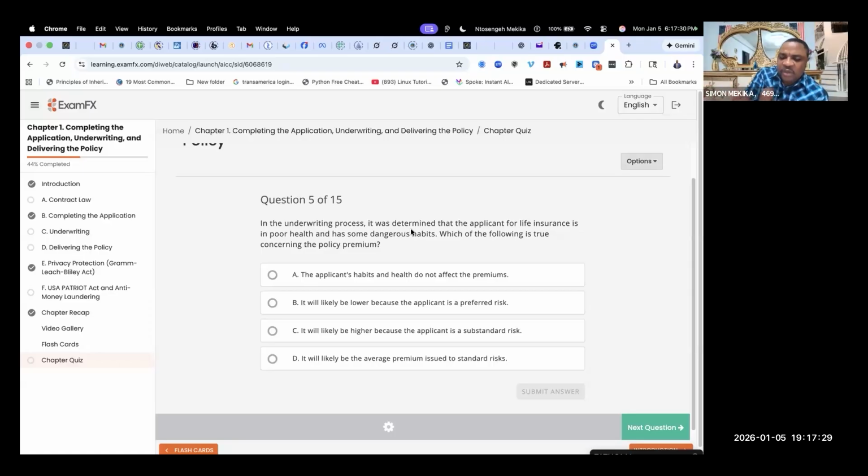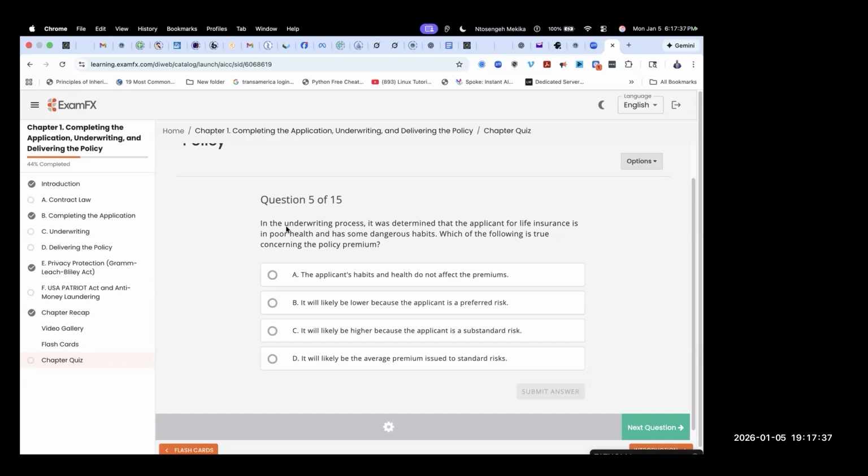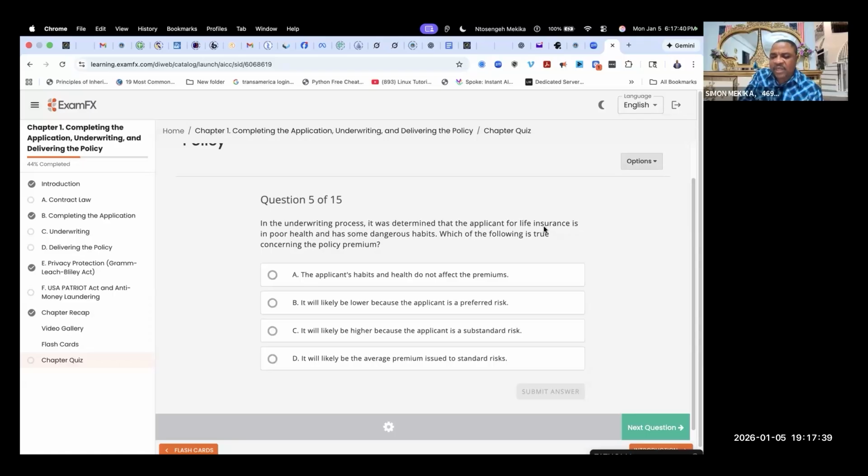Hold on there, Mr. Samuel. When you see a question that is so wordy like that, isolate keywords that will guide you to choosing the answers. It was determined in the underwriting process that the applicant for insurance has some poor health. So underline the words poor health, and also some dangerous habit. What is going to be true about the premium? So these three things are very important: poor health, dangerous habit, and premium.